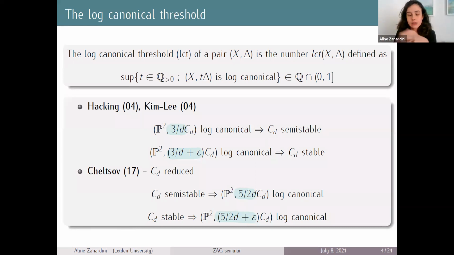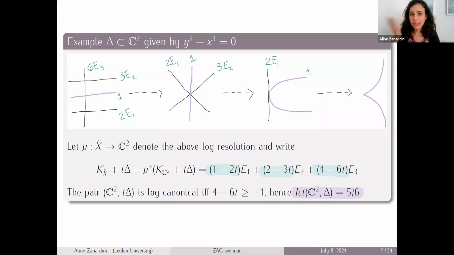And later in the talk, I will present some results that have the same kind of flavor, but for pencils of plane curves. Okay, so let's see just a quick example. Now X is C2, the plane, and I'm choosing this cuspidal curve as my divisor.